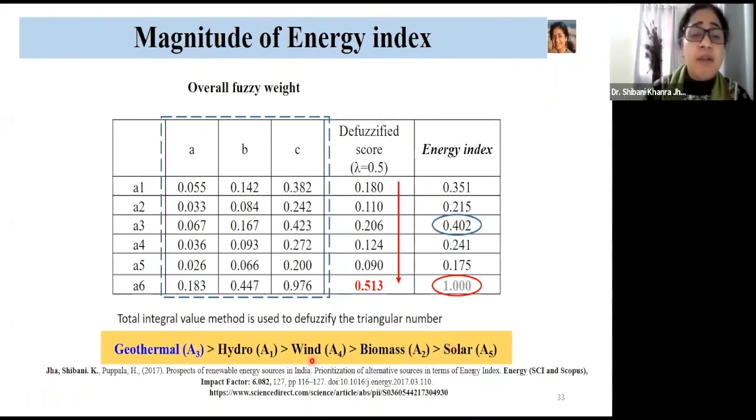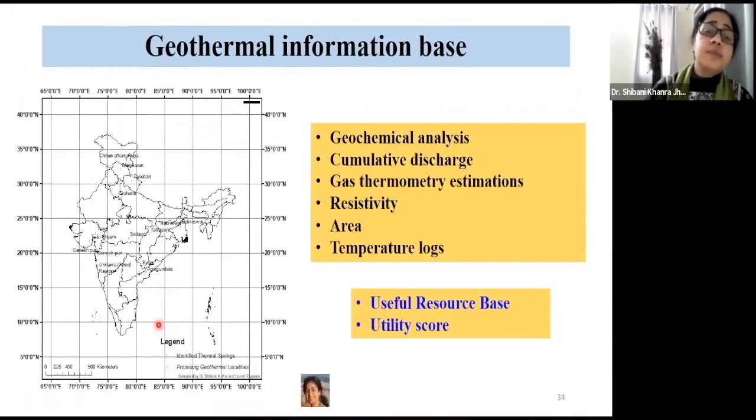However, we have not explored geothermal in the Indian context. So this lies as one of the challenging factors to promote geothermal in India. To understand this aspect, it is important to understand how much and how wide the geothermal information base is in the context of India. So there is some information base which is available. Those are geochemical analysis, cumulative discharge, gas geothermometry estimation, resistivity, area, temperature logs, etc.